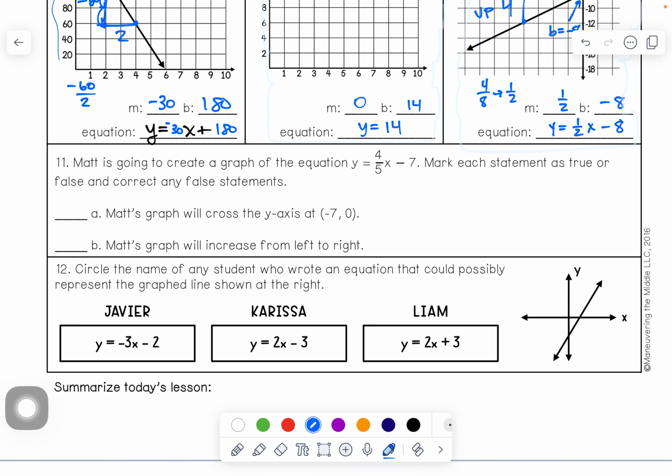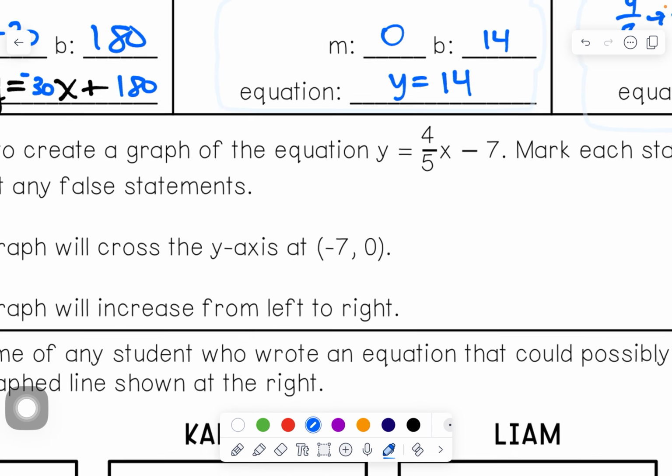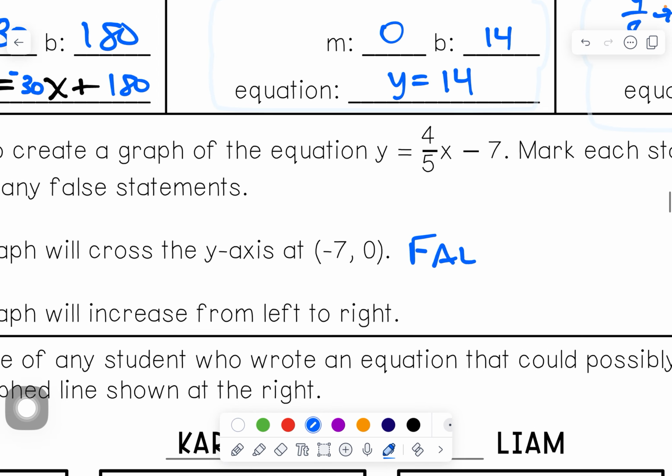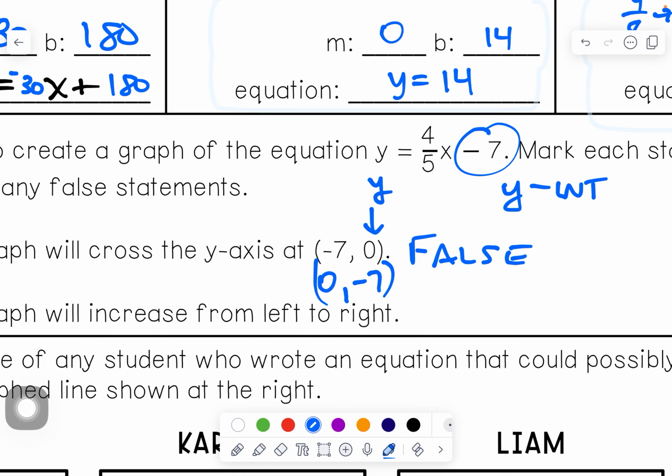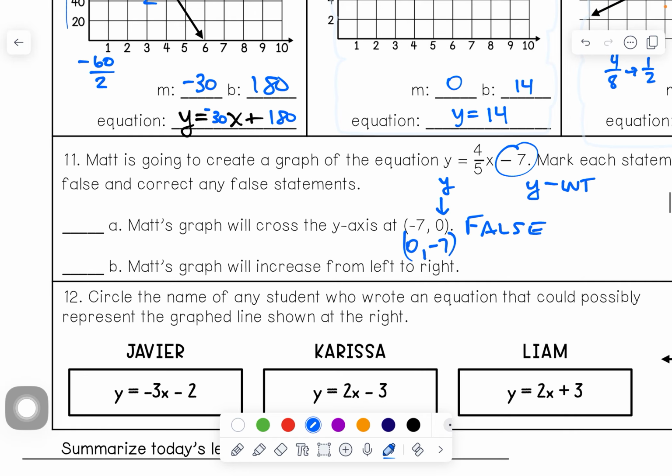All right, let's finish this up here. Matt is going to create a graph of the equation 4/5x - 7. Mark each statement as true or false. Matt's graph will cross the y-axis at -7. That will be false. This is the y value, and this is the y-intercept. So his point would have to be (0, -7) is what Matt was thinking. He wrote the wrong thing.